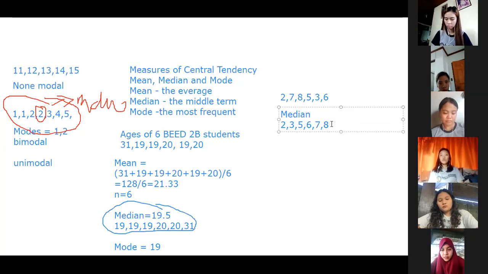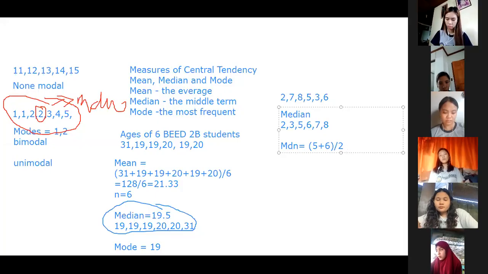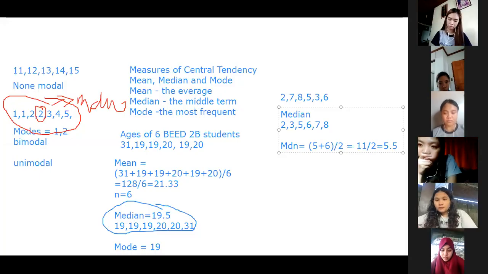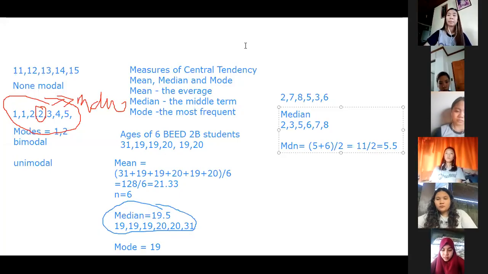Kapag dalawa yung gitna, that's the time na ang median natin is equal to 5 plus 6, and then this whole quantity divided by 2. Kasi dalawa silang gitna. So para makuha mo yung median talaga, i-add mo sila at saka i-divide mo sa 2. So 5 plus 6 is 11 divided by 2. That is equal to 5.5. Okay, so ganun yung pagkuha ng median kapag dalawa sila. So i-add lang natin tapos i-divide by 2.